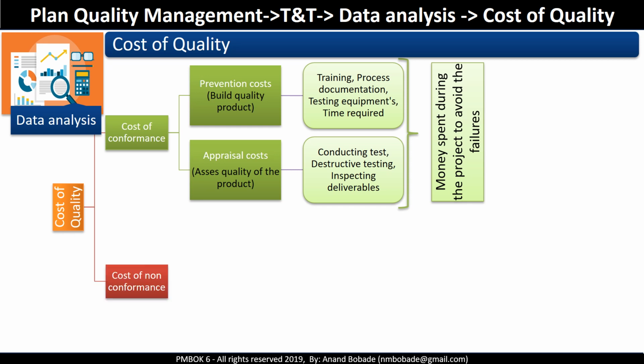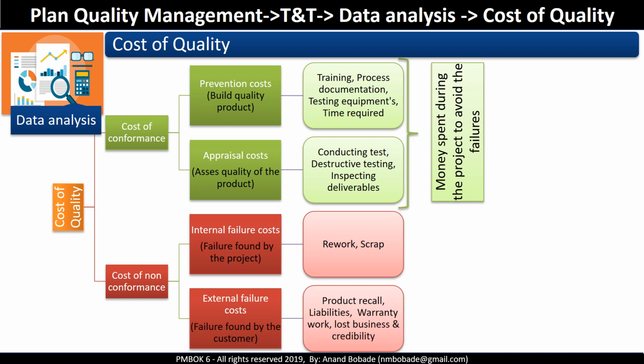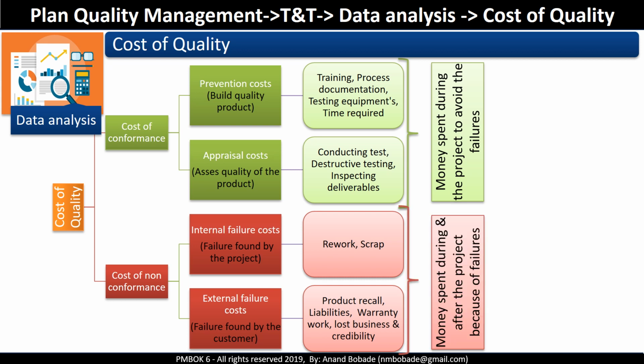Cost of non-conformance includes internal failure cost, which means cost of failure found by the project team. For example, it can be rework or scrap. External failure cost means cost of failure found by the customer or external party. Example includes product recall, liabilities, warranty work, loss of business, credibility. Overall, cost of non-conformance includes money spent during and after the project because of failures.